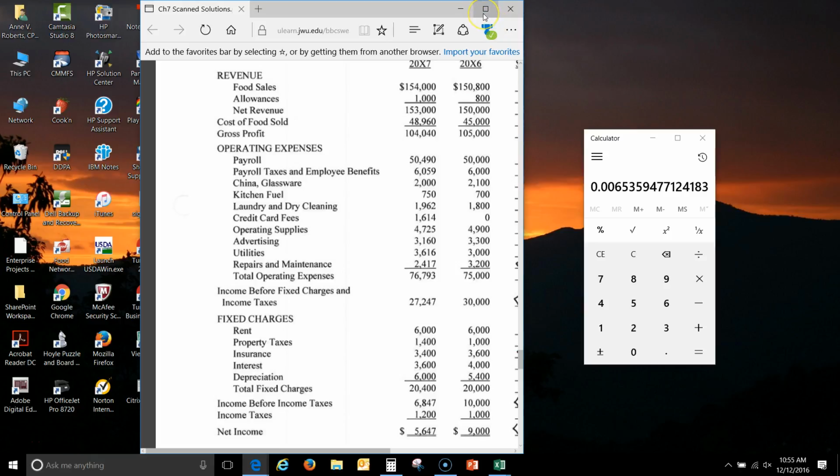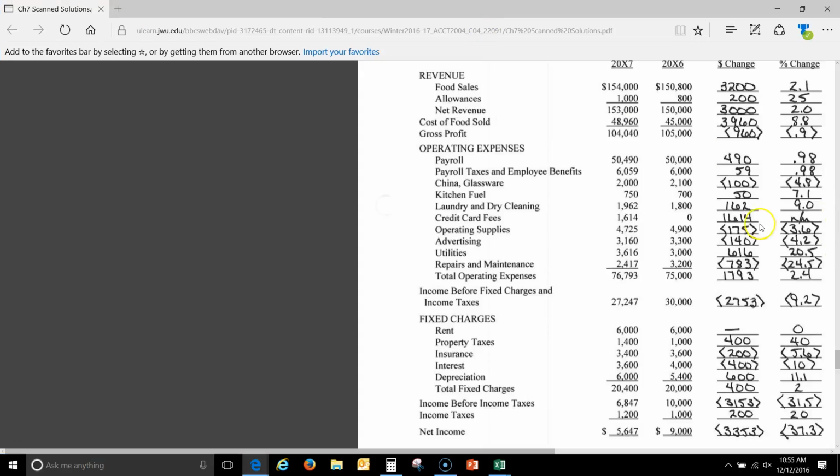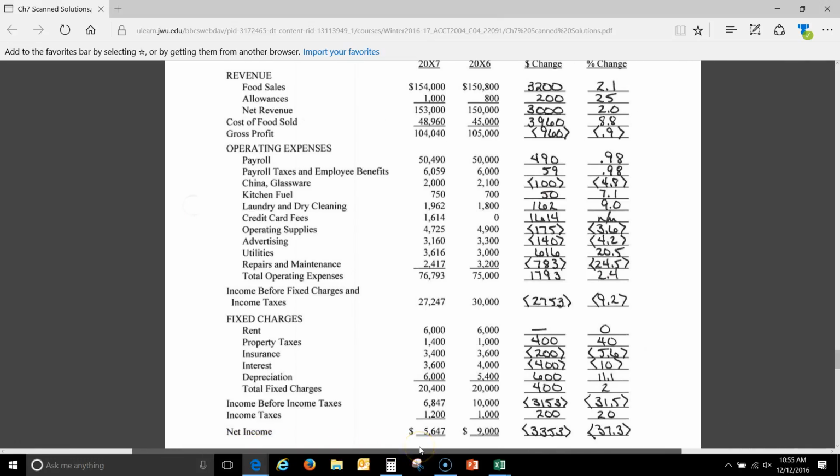Wait, I missed what happened. Okay, so the columns, the years are for year ended 20X7 to the top, 20X7 for the first column, 20X6 for the second column. So the second column in this particular case is the older year. So we subtract the two, we get the difference, whether it be positive or negative, and then we take that dollar change and divide by the X6 number.